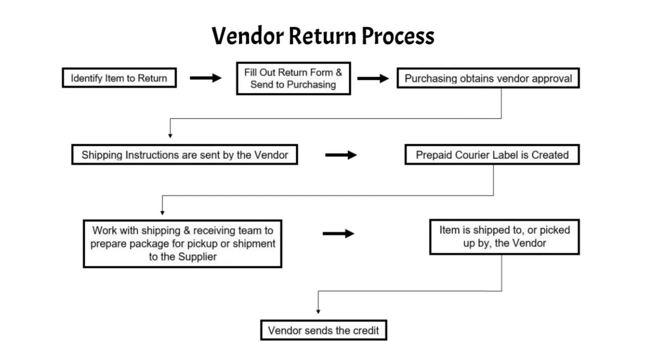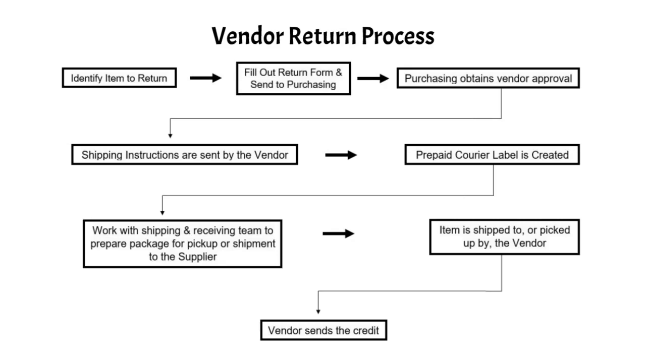During their conversation with the vendor, the purchasing staff member who is coordinating the return will obtain approval from the vendor along with shipping instructions. Most vendors will provide a return or RTV number as their official approval to return goods. Depending upon whether the vendor or the hospital is paying for shipping, the vendor may email a prepaid courier label to the purchasing staff member.